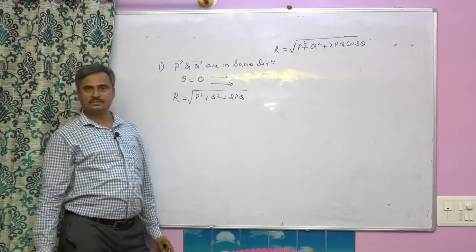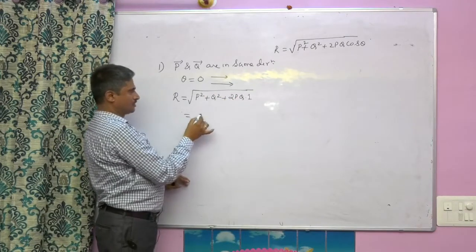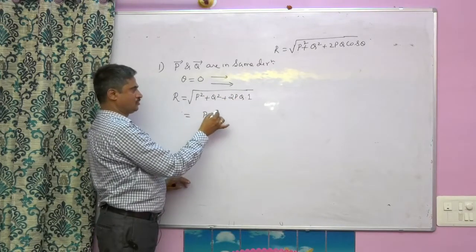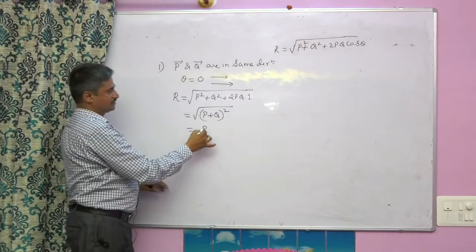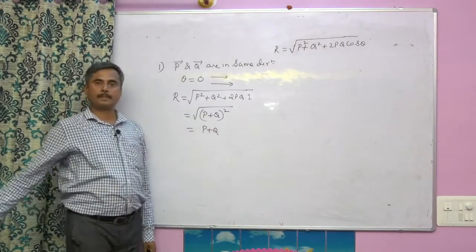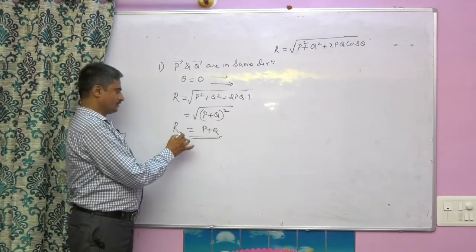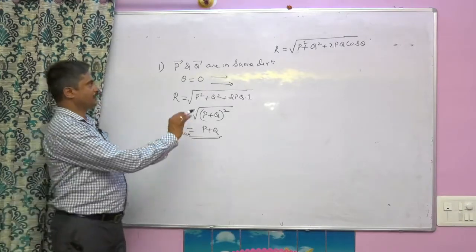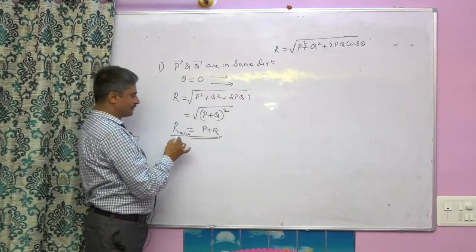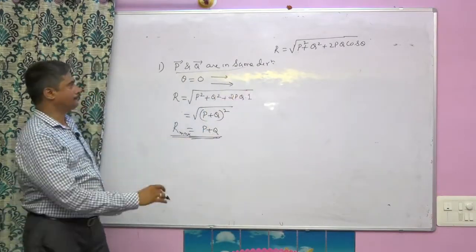What is cos 0? Cos 0 is 1, therefore it is into 1. So this comes out to be P plus Q whole square under a root. Therefore, R equals P plus Q. So this is the maximum resultant. Therefore we can write R maximum as P plus Q. So for the maximum resultant, P and Q must be in the same direction.